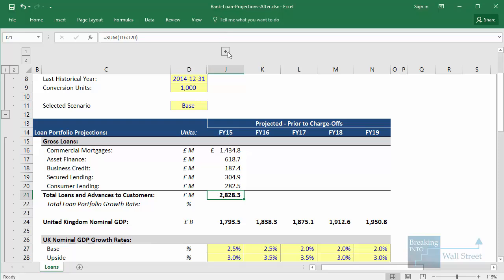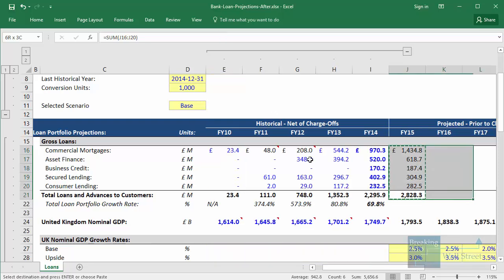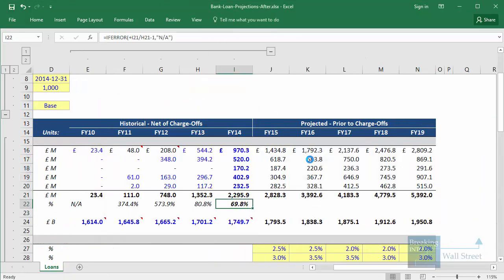So we have that. And then we can copy this across. And we can also copy across our percentages for the growth rates here. And we have that set up and in place. So that's how we go through the process.